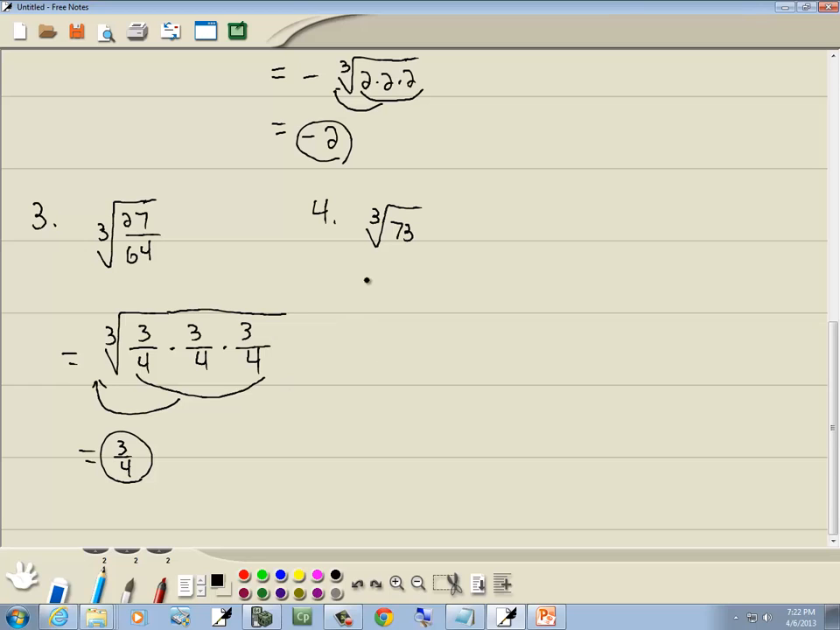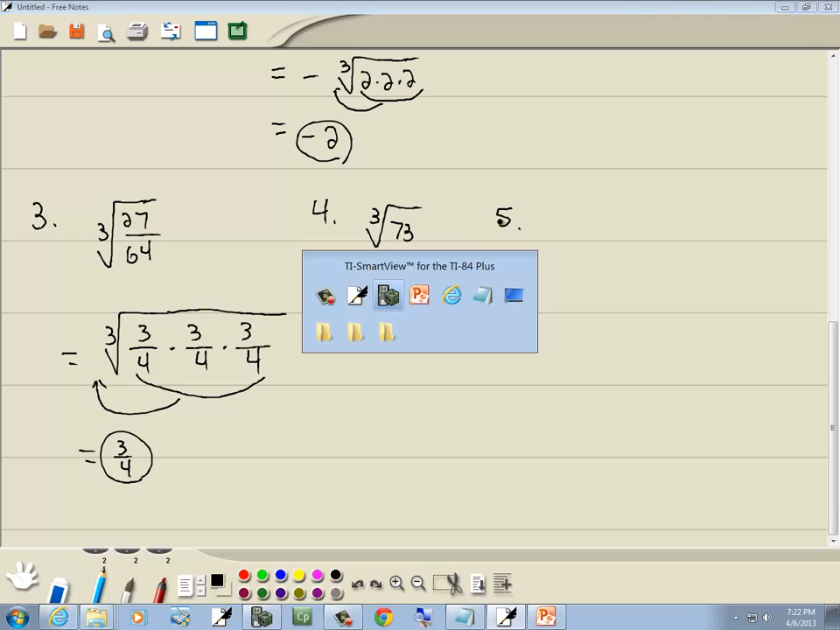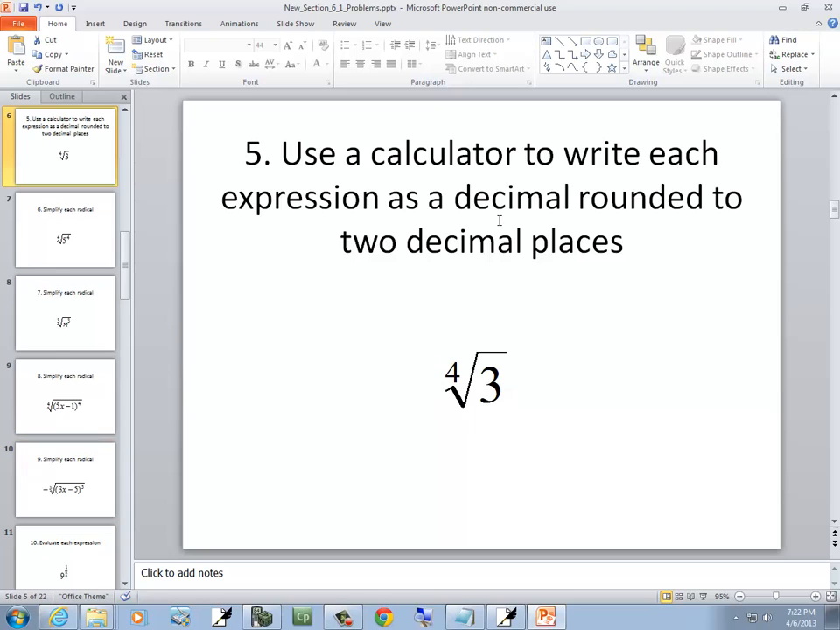So this is going to equal 4.18, to 2 decimal places. And that's our answer. The next one is a calculator-based one also.